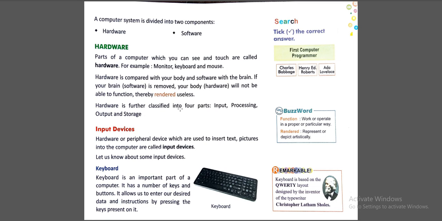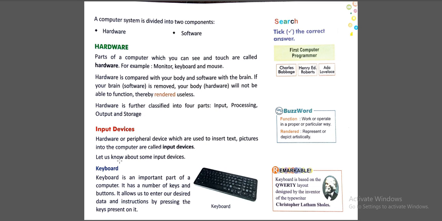Now hardware is classified into four parts, that these are input, processing, output and storage. First one is input devices. Hardware or peripheral devices which are used to insert text, picture into the computer are called input devices. Those things through which we can insert text, picture into the computer are known as the input device.